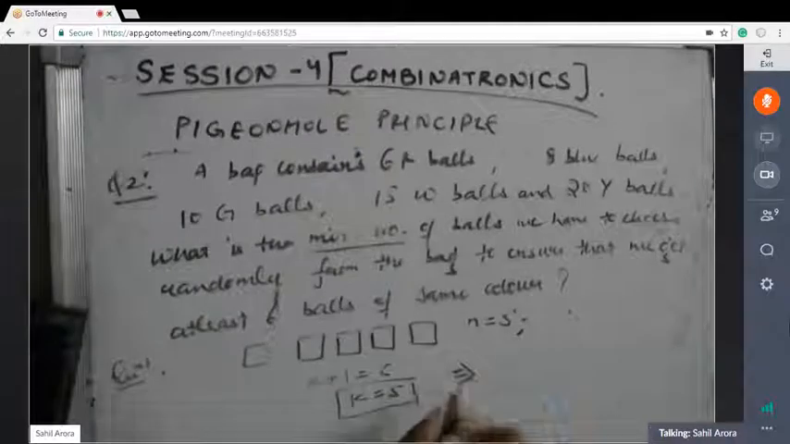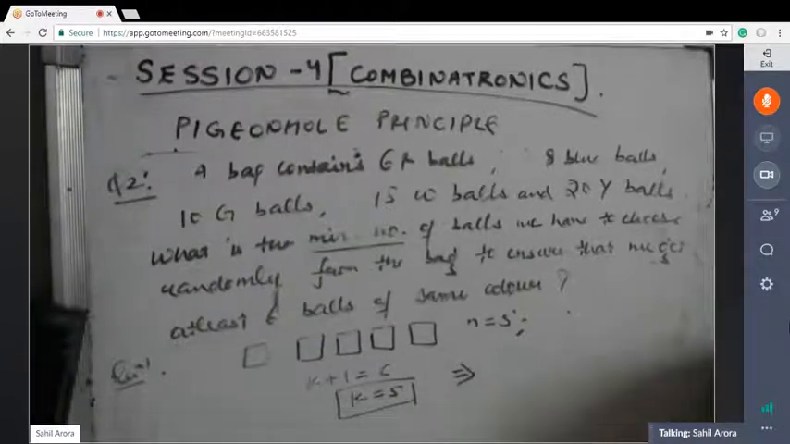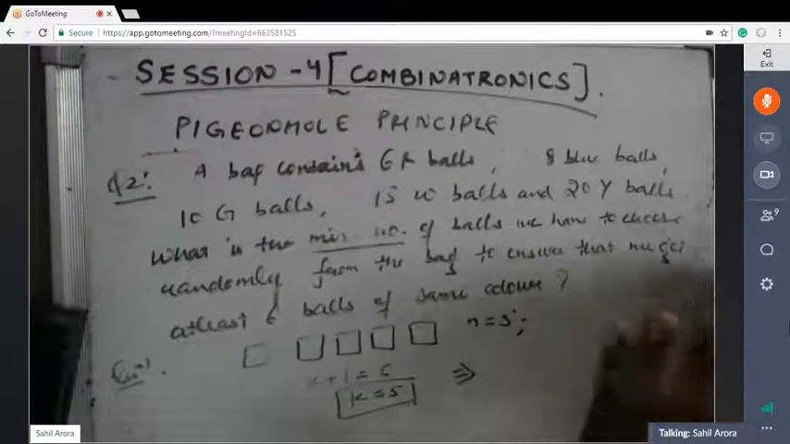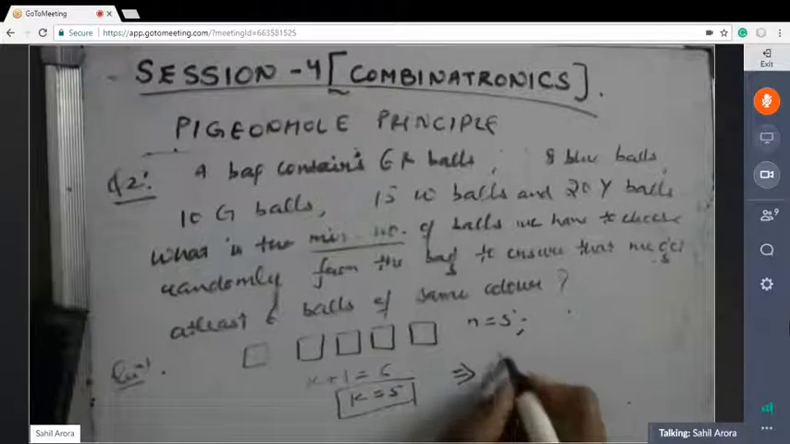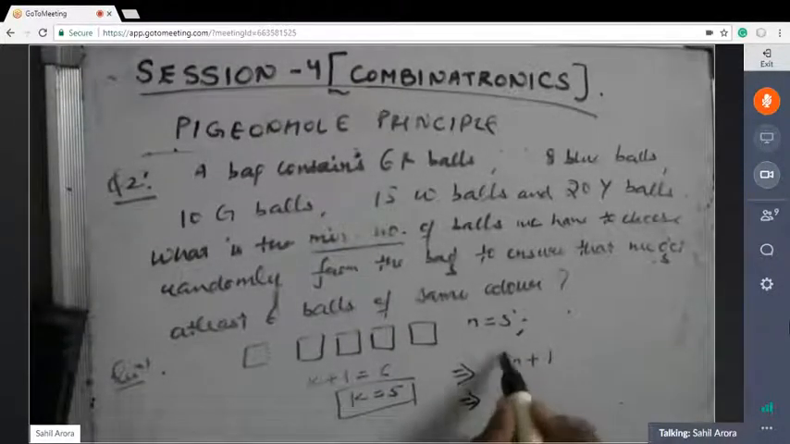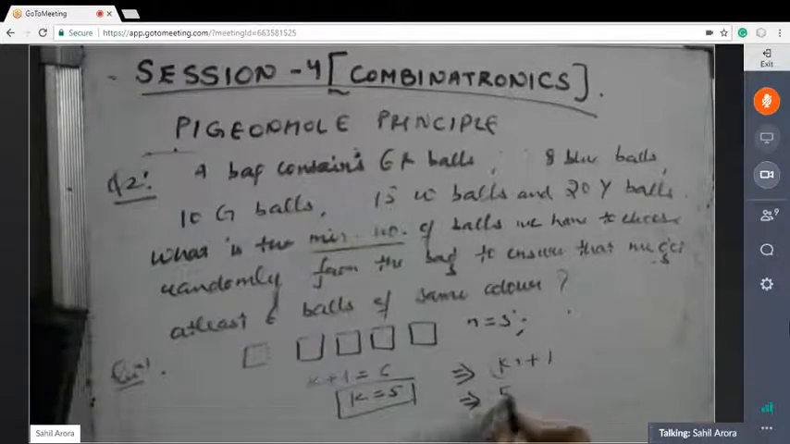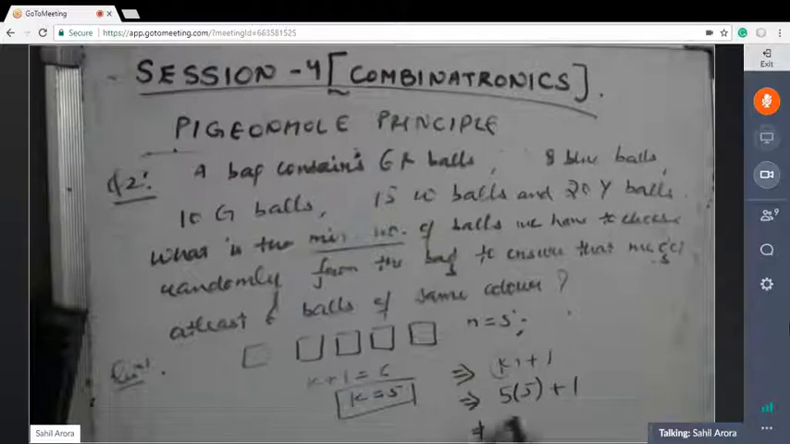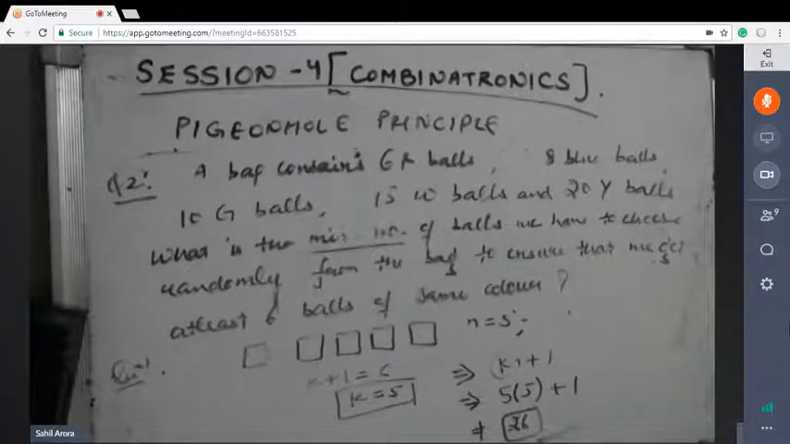So we discussed in the theorem that the minimum number of pigeons we need in order to ensure that some pigeonhole consists of k plus 1 pigeons is nothing but k into n plus 1, right? So we can directly apply the formula here. So k is nothing but 5, and n is nothing but 5. So 5 into 5 plus 1, which is 26. Right? Simple, right?